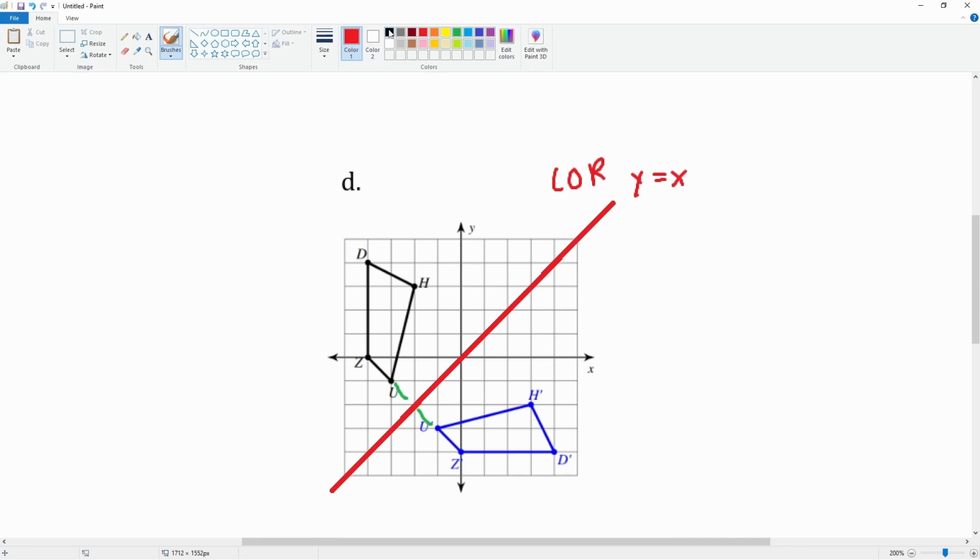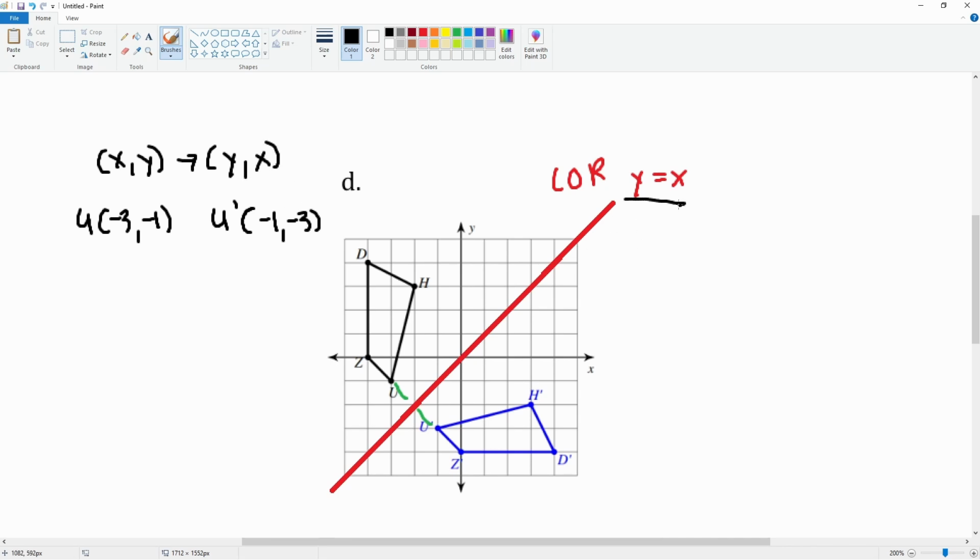Notice you could also write out the points in C. Notice U is the point -3, comma, -1, but U prime is what is it? -1, comma, -3. Notice that the x and the y swaps. If like that it swaps, it is this line of reflection of y equals 2x.